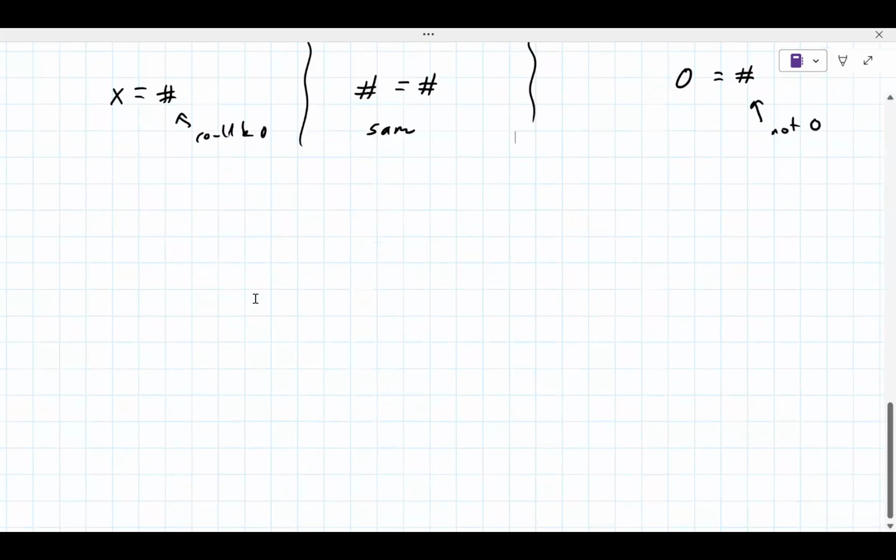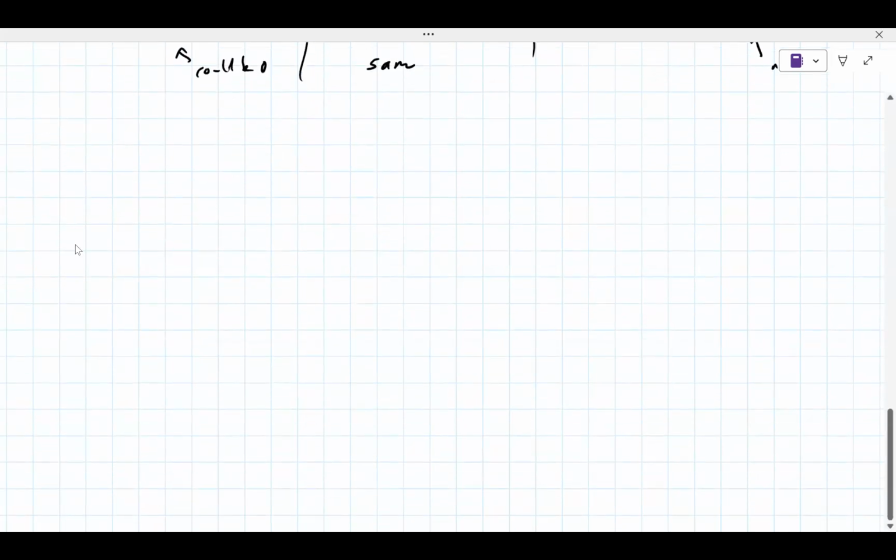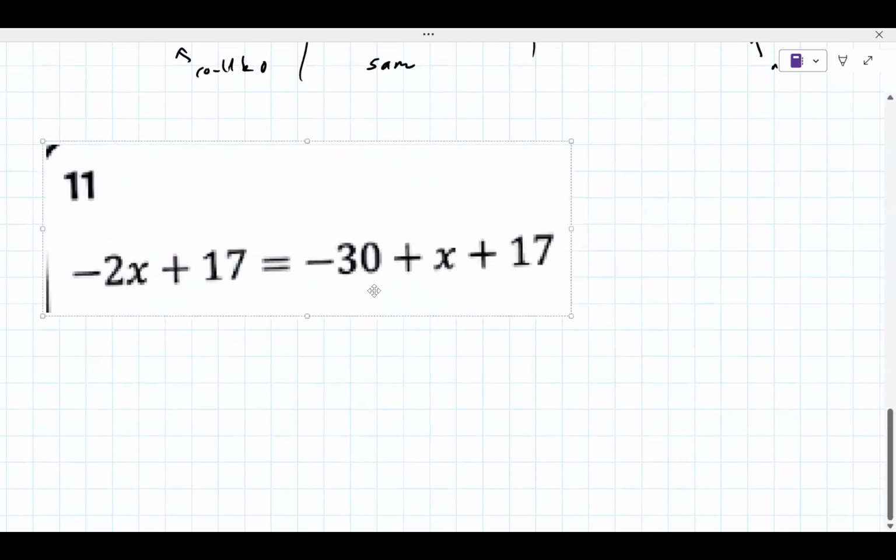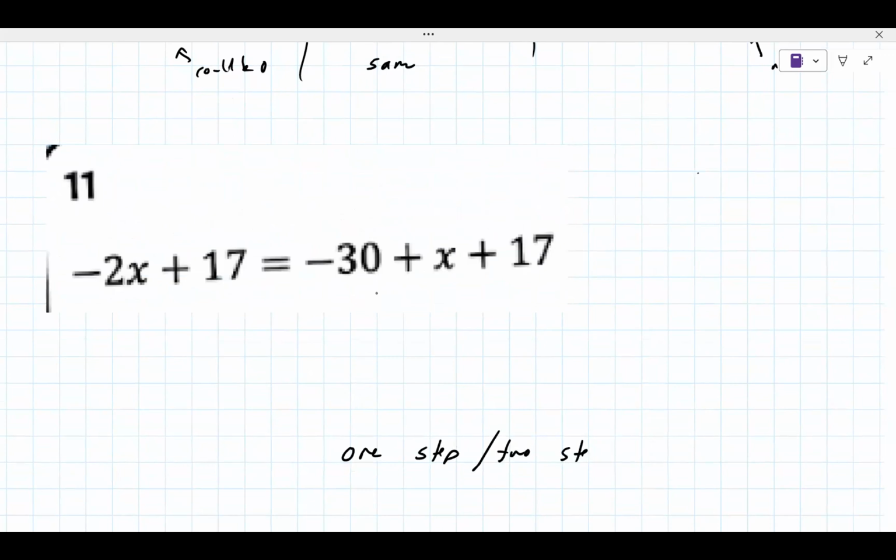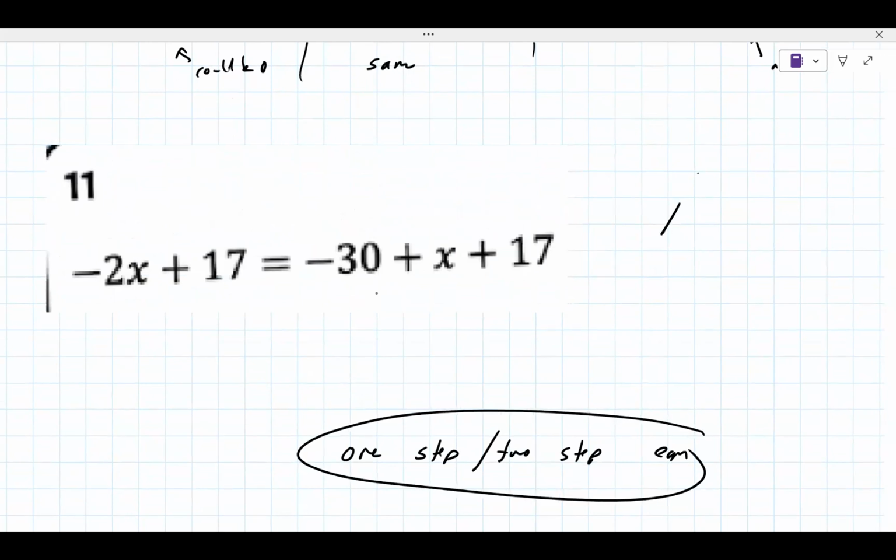So let's look at number 11 now. All right. So again, like before, everything you're doing maps into either a 1-step or a 2-step equation. But before you get to this, you could do a bunch of things. You could combine like terms. You could be using the distributive property.